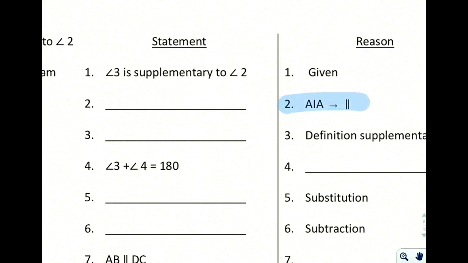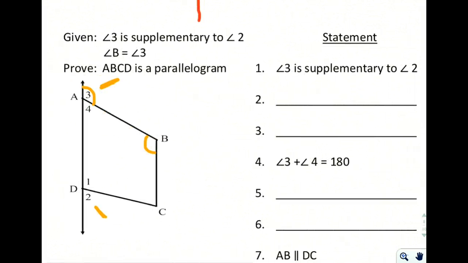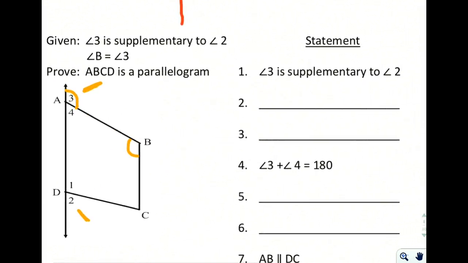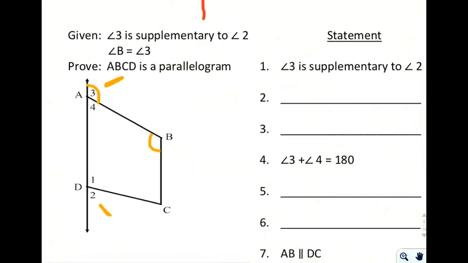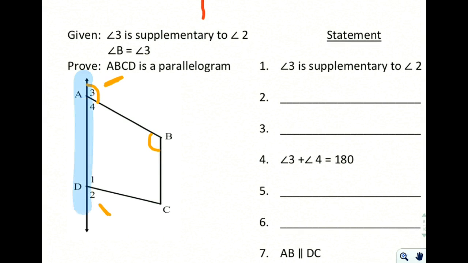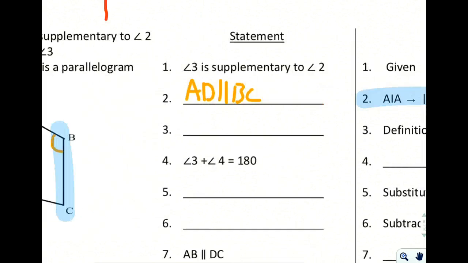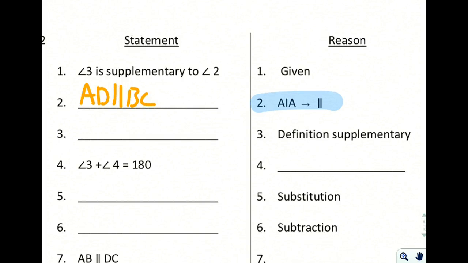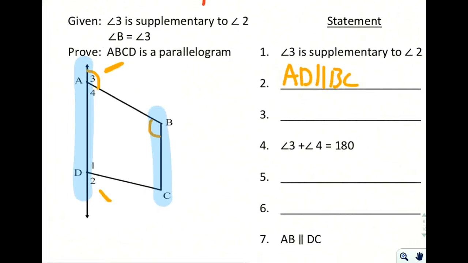Our second step is that alternate interior angles implies parallel. Well, that was one we were just looking at, about the angle B and angle 3. So we're going to get AD and BC as parallel. Next thing says that something's true by the definition of supplementary.